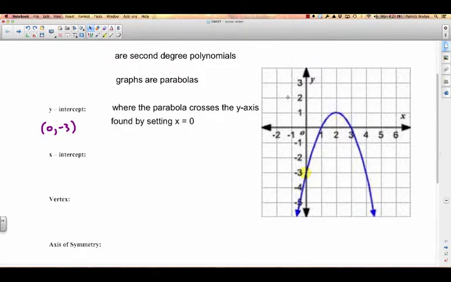Remember, every point on this y-axis here has an x value of 0. This point here is (0, 3). This is (0, 2). This is (0, 1). This is (0, -3). This is (0, -5). They all have an x value of 0. So if you set x to 0 in the equation, plug 0 into all the x's, you'll find out what the y value is at that point, and that'll be your y-intercept.